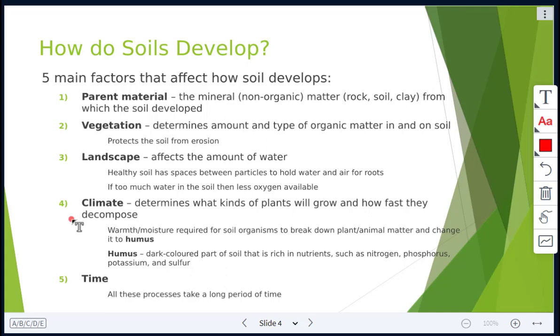Warmth and moisture are required for soil organisms to break down plant and animal matter and change it to humus. As the video showed, humus is that really dark colored part of the soil, and it's very rich in nutrients such as nitrogen, phosphorus, potassium, and sulfur. It's that very dark, almost black colored soil that we saw in the video. And time as well. All of these processes take a long period of time.